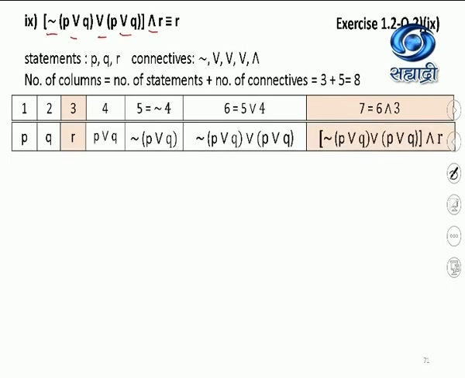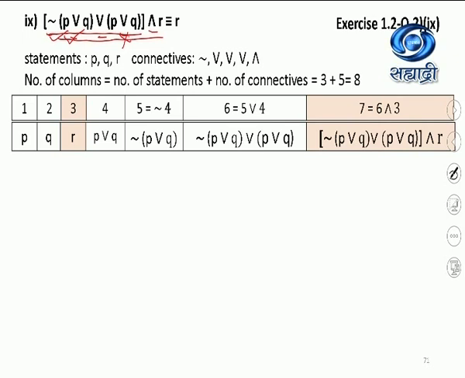Now, as I have told you, simplify the bracket. So start from the left hand side. Left hand side we have a square bracket inside which we have one round bracket P or Q. Then its negation in column 5. Then the second bracket P or Q which will be in column 4. And then we take the OR of column 4 and negation of column 4. That is the column 6, and column 7 will be for the entire statement pattern on the left hand side.